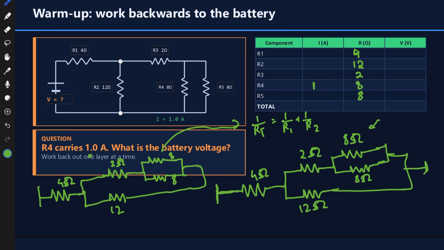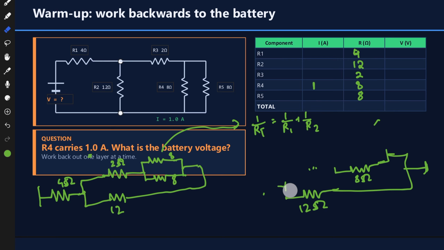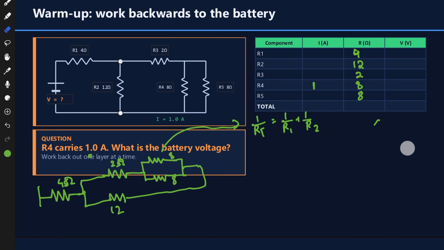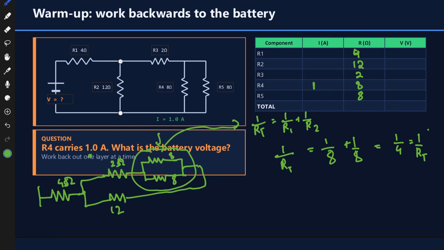And actually, let me erase this now because I don't have enough space. Okay. Right? So then you can do 1 over R total of this specific. Consider this its own circuit. We're looking at this as its own circuit. Is equal to 1 over 8 plus 1 over 8, which is just 1 over 4, right? And if 1 over 4 is equal to 1 over R total, then R total is equal to 4. If you flip them both, right? 4 ohms. So this entire piece here, right?